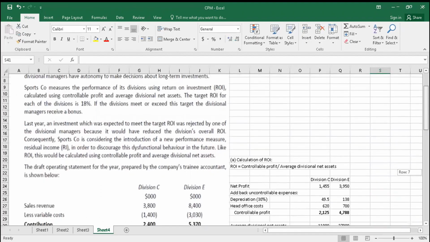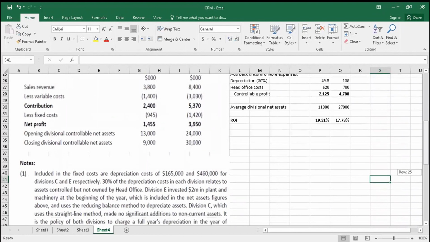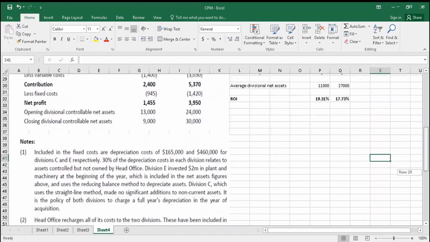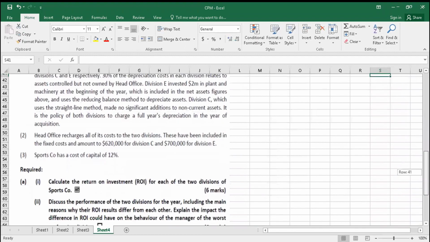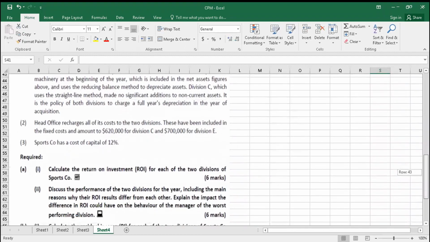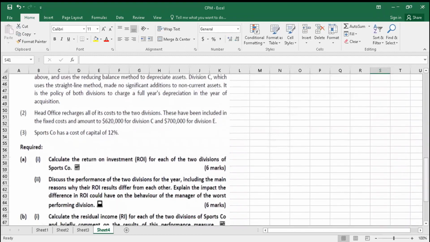Target ROI is 18%. So on that note, we would see that only the activity of the first division would be accepted. The other one would be critically evaluated because the ROI is less than the standard ROI. Okay, that we will discuss.